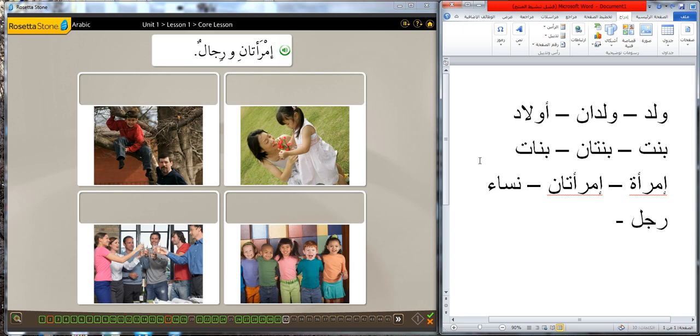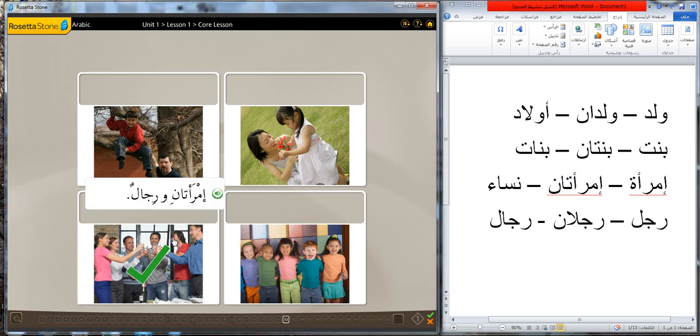رجل, رجلان, رجال. So رجل, one man. رجلان, two men. رجال, men. So امرأتان ورجال. امرأتان, two women, and رجال, men. 1 2, 1 2 3 4.